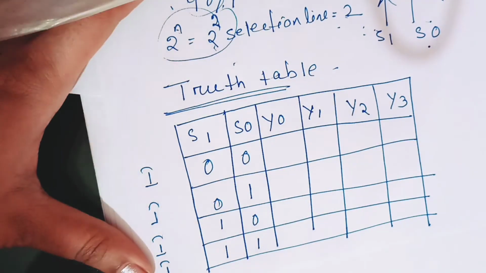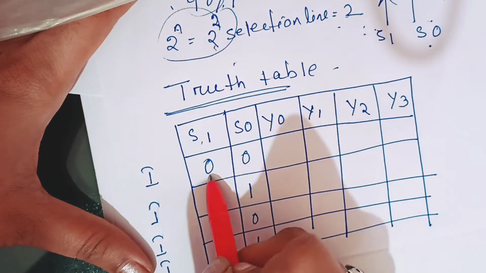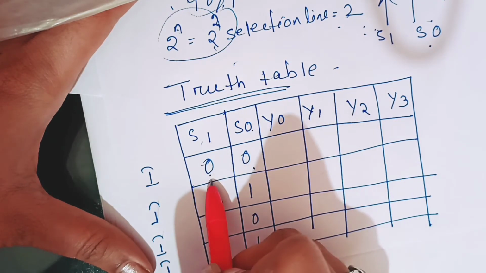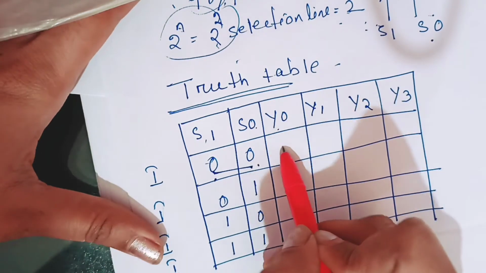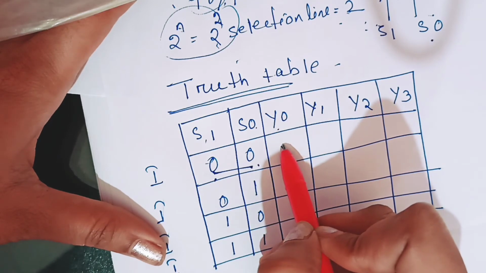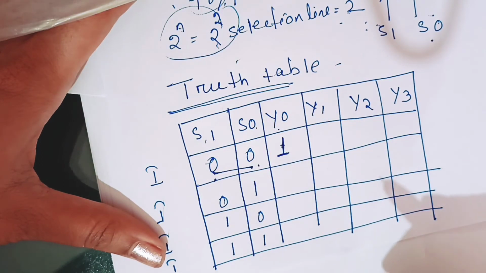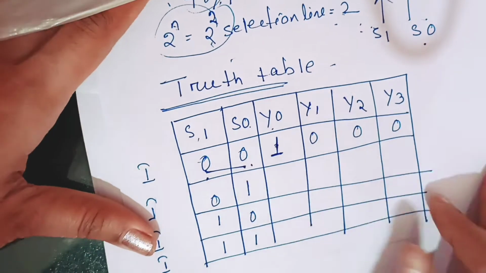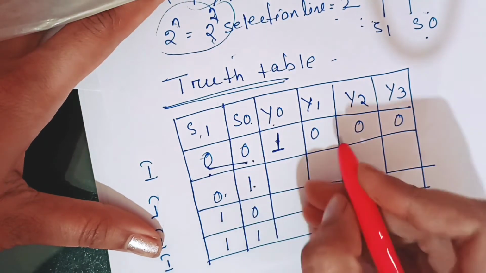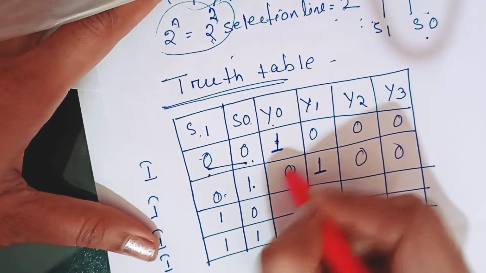Now we will see in the output boxes what the value will be, either on condition or off condition. The value of S1 is 0 and S0 is 0. The decimal value of 00 is 0, so Y0 will be on, symbolized as I, and the rest of the conditions will be 0. Then next, 01's decimal is 1, so Y1 will be highlighted and the rest will be 0.